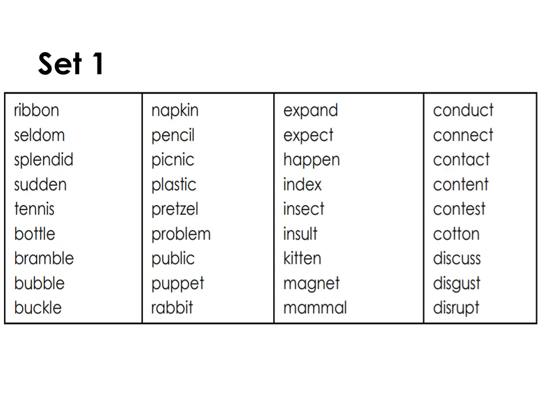Great. So now let's try to read the words here in set 2. I'm going to read first. Napkin, pencil, picnic, plastic, pretzel, problem, pub, public, puppet, and rabbit. Your turn. Very good. So now let's read the words in set 3. We have expand, expect, happen, index, insect, insult, kitten, magnet, mammal. Your turn.